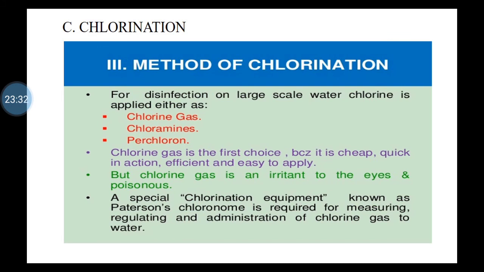And as the word indicates chlorination, some chlorine containing compound is used. Some examples as they are given, like chlorine gas, chloramine, perchlorone. So chlorine gas is the first choice, because it is cheap, quick in action, easily available, and it can be easily applied. The only thing is that chlorine gas is irritant, so eyes are to be protected. Also its quantity may not increase, because it is poisonous also.